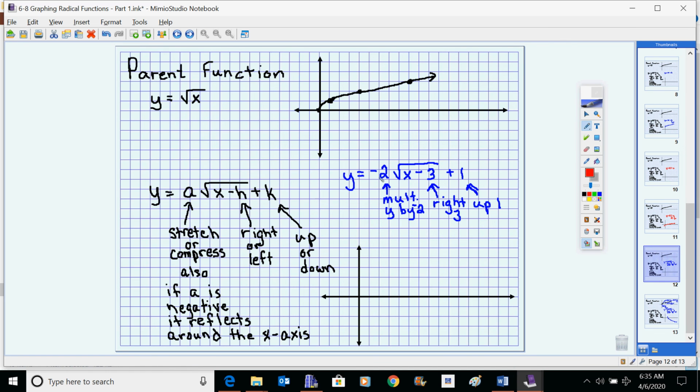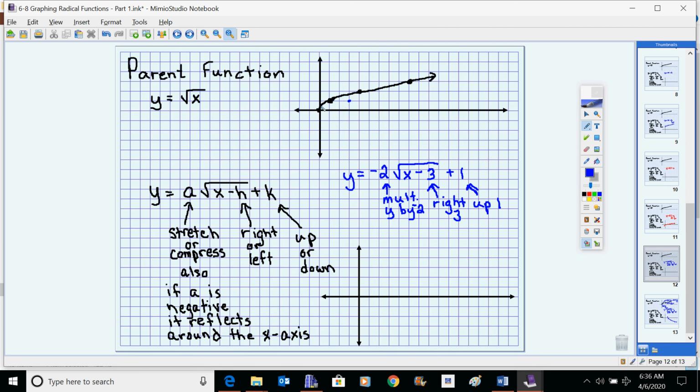This one's got a -2. So this tells us right 3 and up 1, but this -2 is going to flip it over the x-axis, and it's going to stretch that number out by 2. So we're going to have a few things happening here, okay? And the calculations will come up in the next slide, but just so you see what's happening, since x is 0 here, I want to multiply by -2, which gives me 0, and then go right 3 and go up 1, so that my first point would be here.